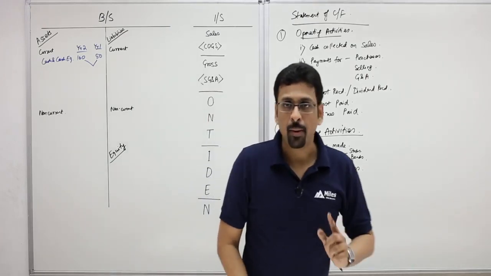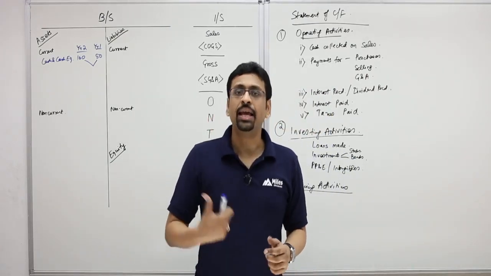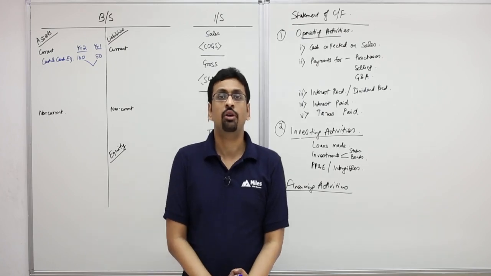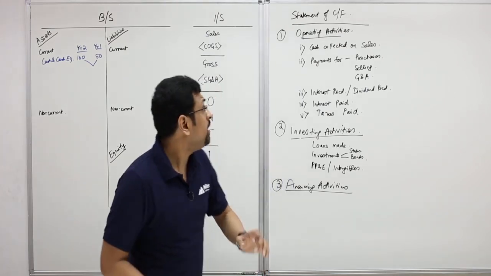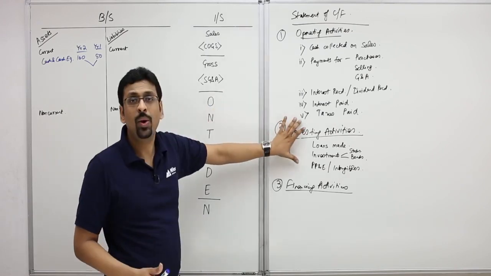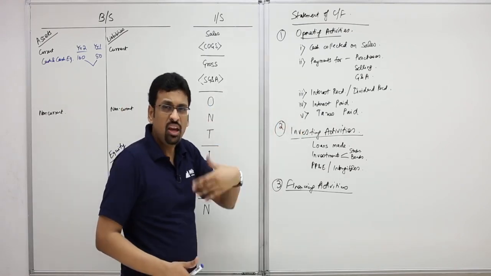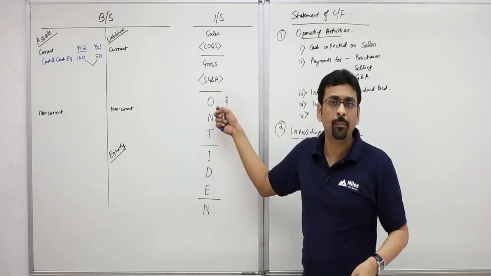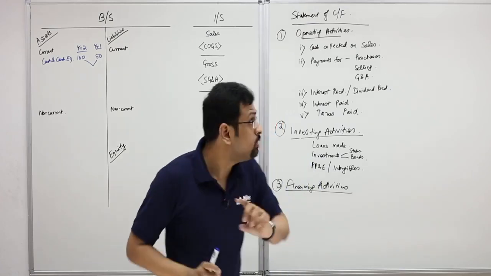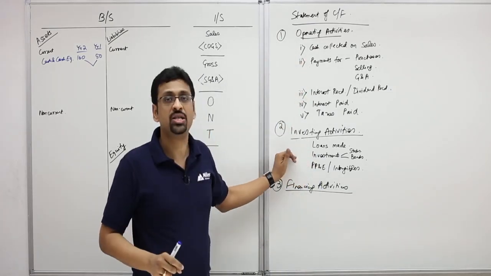Now, one thing that you need to remember is if you have a gain or loss on sale of investments, or a gain or loss on sale of PP&E, that doesn't go in operating activities, that comes in investing activities. So guys, if you had a gain on sale of PP&E, that would be non-operating income here. But that is not operating activities, that comes in investing activities.